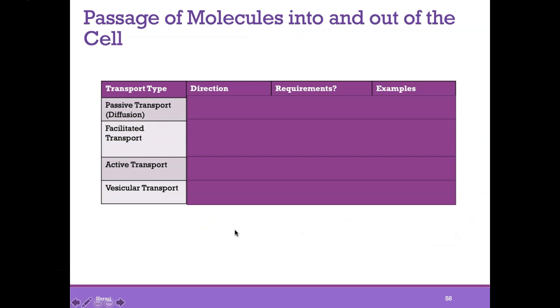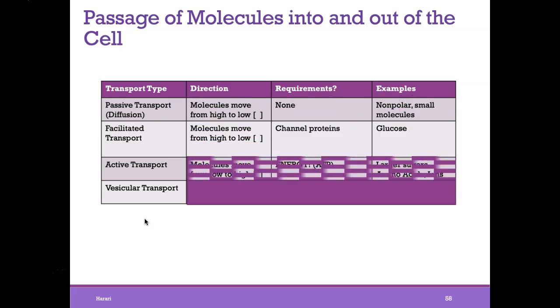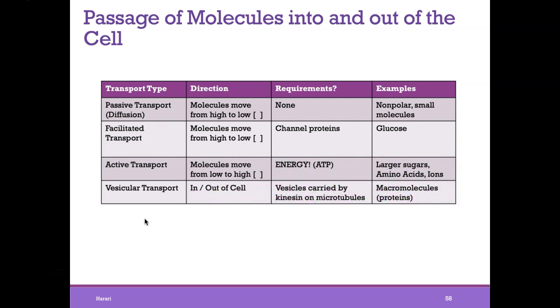So take a second and see, for passive transport, what direction are we going? High concentration to low or low to high? What is required? And give an example. So pause here and try to fill out this table right now. Please take the time to pause here and fill out the table for each of these four types of transport. All right, so here are the answers. And I'll talk a little bit more about what this means.